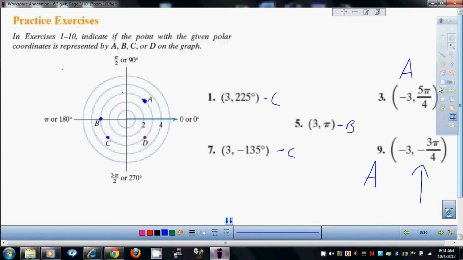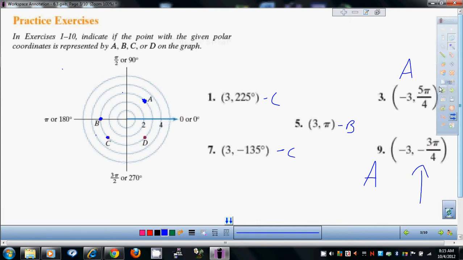Well, what's that? Yeah, changing the sign on the radius. Let's see, these two were both point A. And they were both -3.